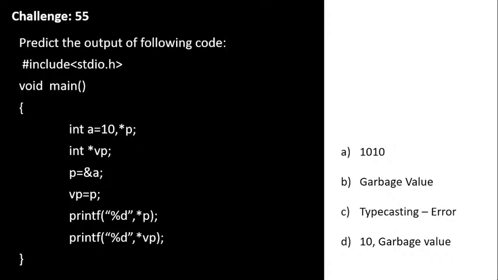So here what is happening, int a is equal to 10 and a pointer variable called p and one more pointer variable called vp. Now address of a is copied to p. Is that allowed? Yes, address of a can be copied to p and that same address is copied to vp. Now if I am printing value at p, what should be printed? 10 should be printed. Now if I am printing value at vp, so same address will be copied, no? So value at vp also will be the same thing, both are pointer variables. So 10 10, that is option A.